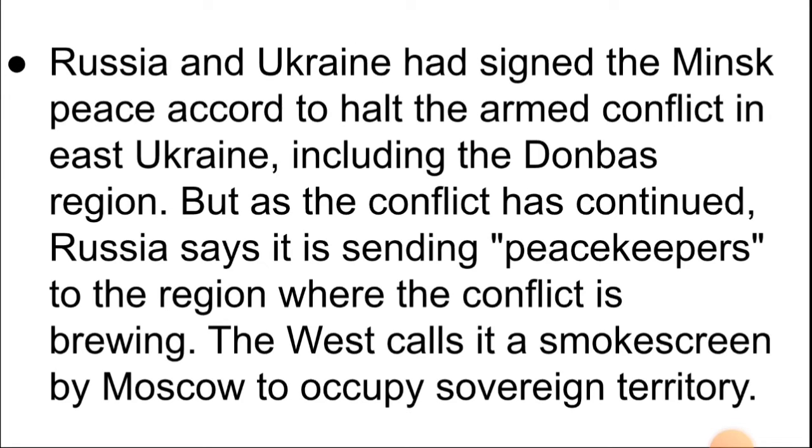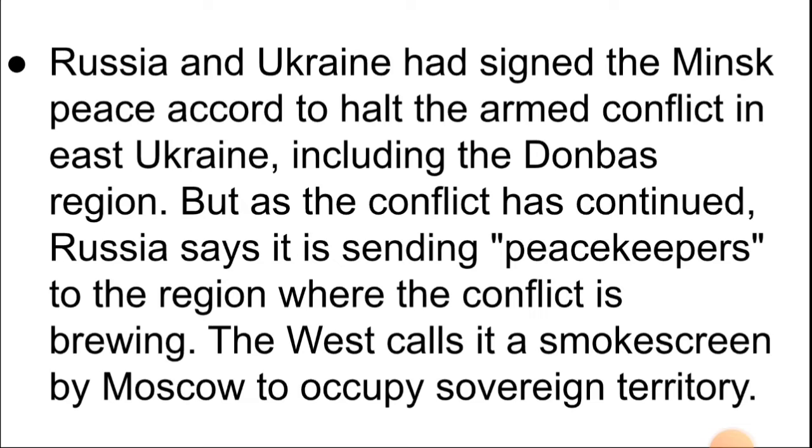But we have to know why this tension started in 2022. Why did Russia invade Ukraine? Russia and Ukraine had signed the Minsk peace accord after the 2014 annexation of Crimea and invasion of Ukraine, to halt the armed conflict in eastern Ukraine, including the Donbas region. But as the conflict has continued, Russia says it is sending peacekeepers, that is, its troops and army, to the region where the conflict is brewing.